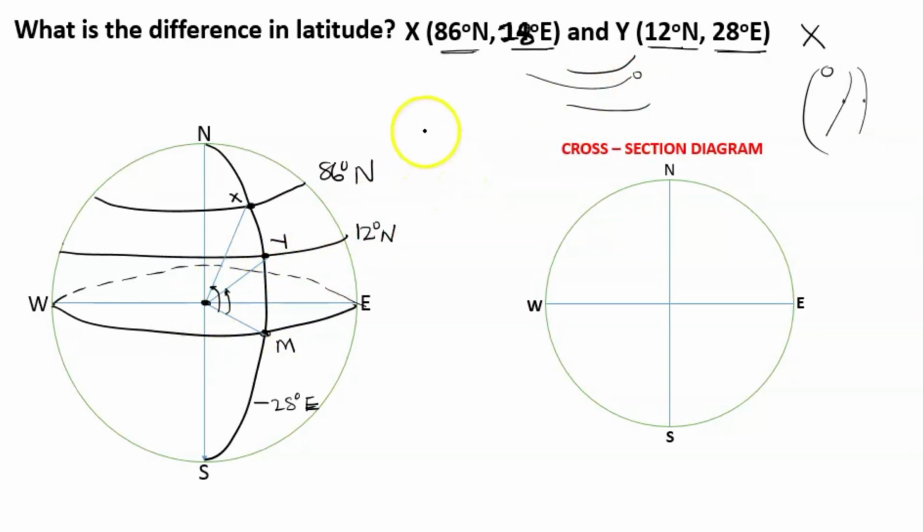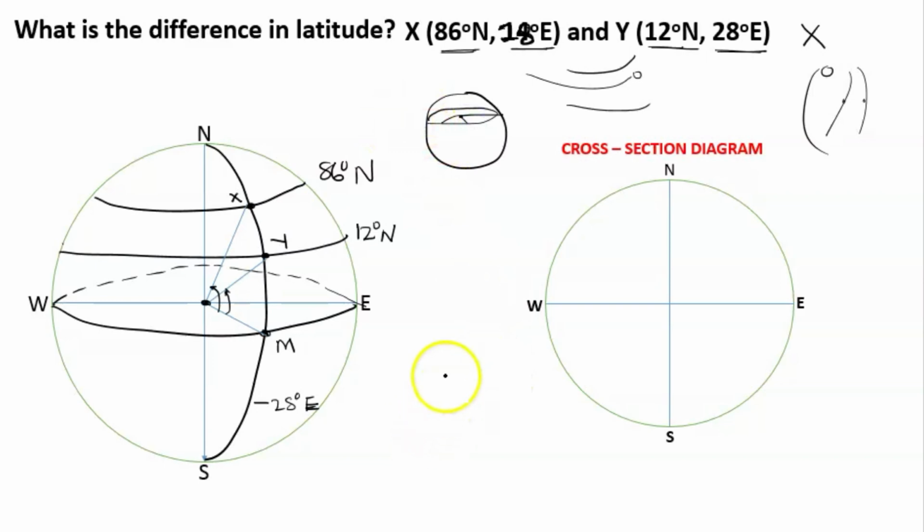Now something is very obvious. Whenever you have a common latitude, you will see that you always have all your points on the small circle.